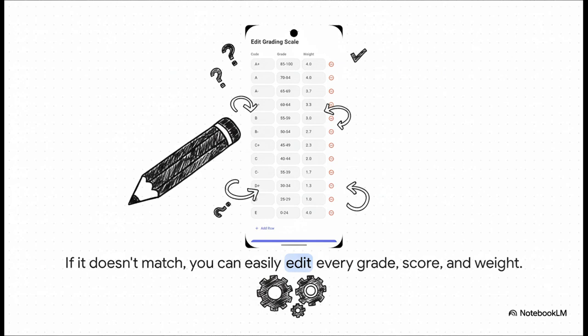And what if it doesn't match? No problem at all. The Edit Grading Scale screen gives you total control. You can change the grade codes, tweak the number ranges, and update the GPA weights for every single entry. This is what makes the app work for literally any school.